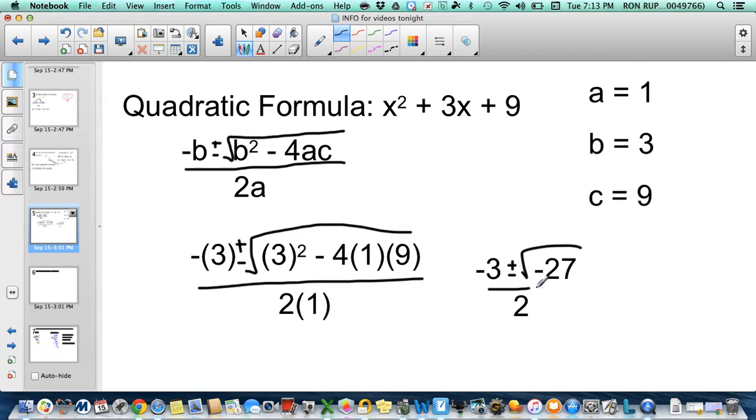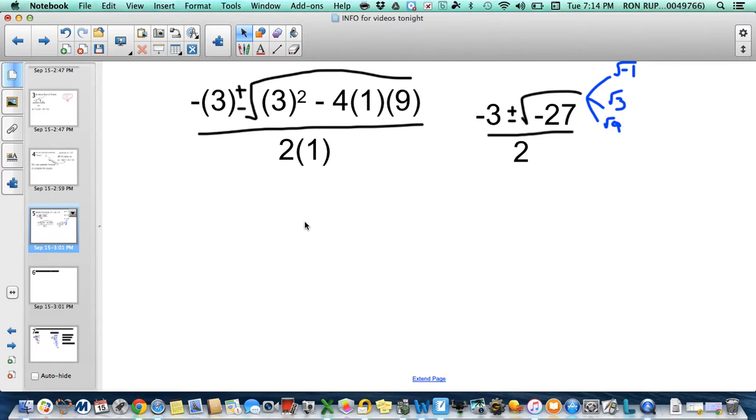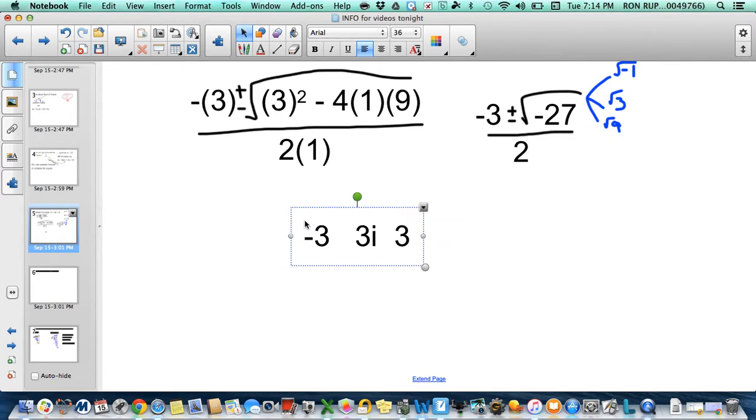But what we learned last chapter is that we can simplify this. The square root of negative 27 can be broken into three things: the square root of negative 1, the square root of 3, and the square root of 9. Cool thing is negative 1 equals i squared, and the square root of i squared is i, and the square root of 9 is 3. And so our final answer, or getting closer to a final answer, is negative 3 plus or minus 3i square root of 3, all of that over 2.